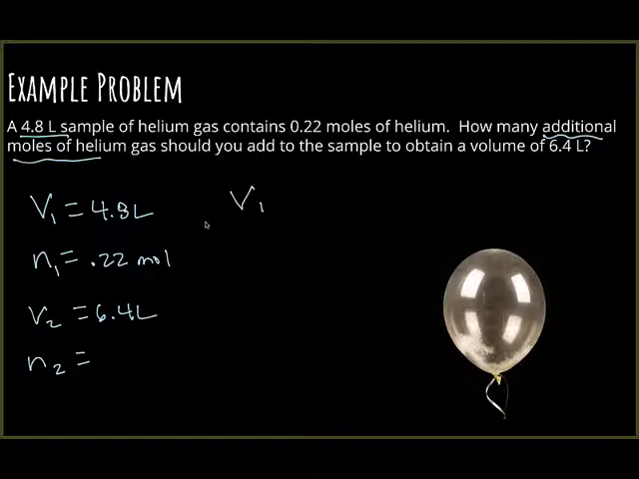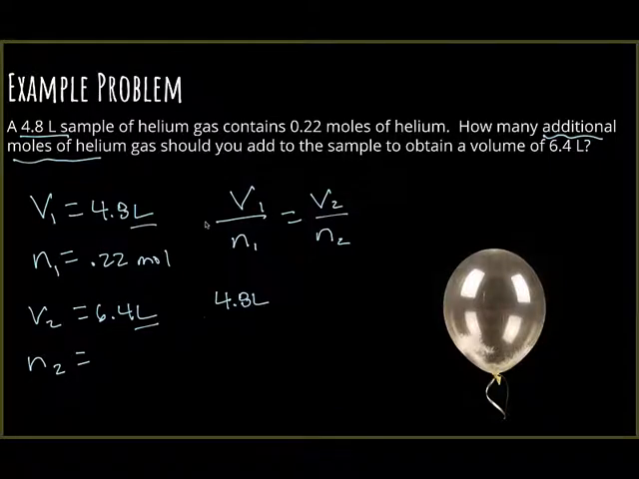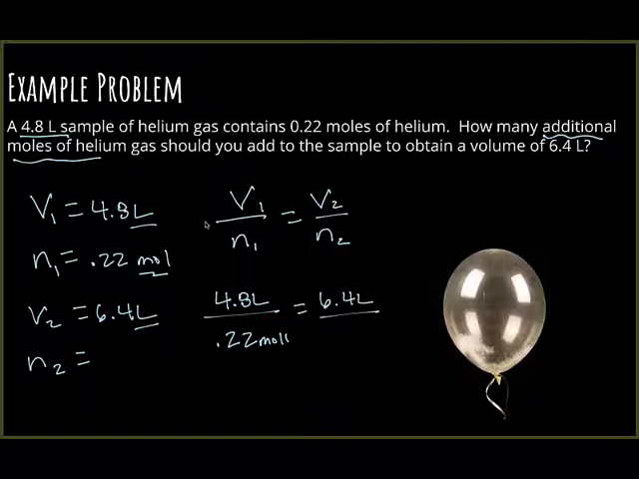The relationship I just looked at was V1 over N1 equals V2 over N2. Again, same unit, so we don't have to change anything there: 4.8 liters. N has to be in moles. If they gave you the amount of gas in grams, you would have to do a molar mass conversion to get to moles. But this one already gave it to us in moles: 0.22 moles. The new volume that we want is 6.4 liters. So I'm looking for N2, or the new number of moles. Again, do your math. N2 ends up being 0.29 moles.